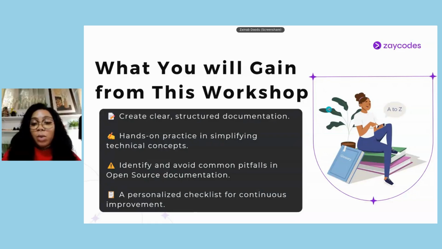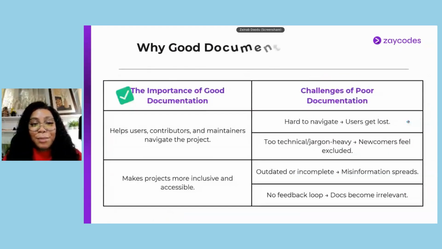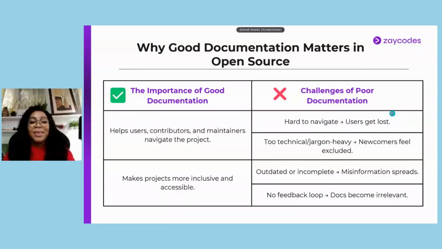So by the end of this workshop, beyond the intro on open source documentation, we'll look at creating clear structured documentation. It will try to be as hands-on as possible, considering the fact that I'm speaking virtually. And then lastly, we'll have a checklist that open source projects can use. So let's get into it.